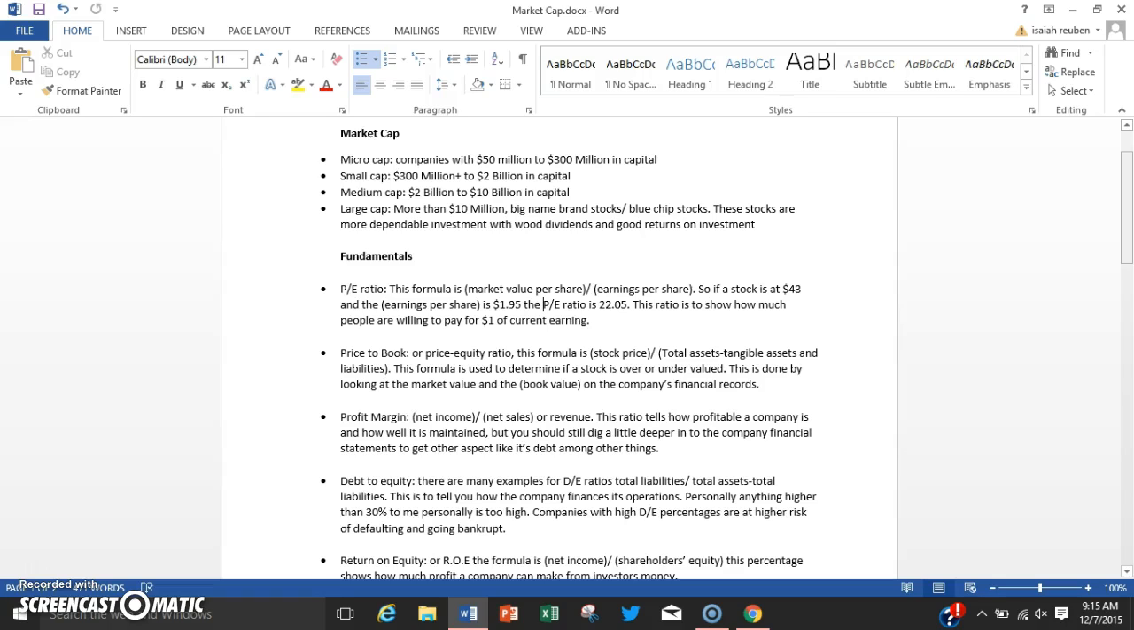But mostly in micro and small, you see a lot of what they call OTC, which is over the counter, or pink slips. These are penny stocks worth less than about $5. Real cheap stocks have a lot of growth potential but are very risky.